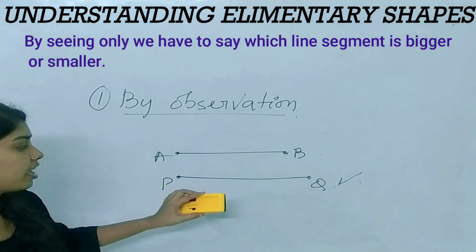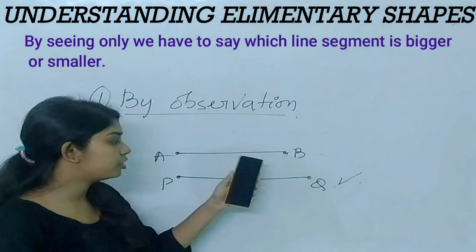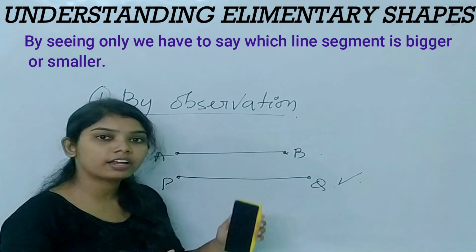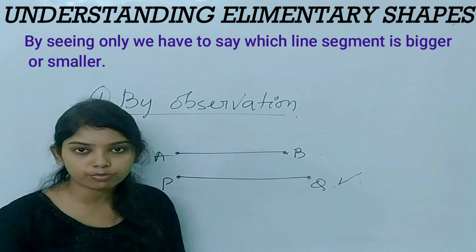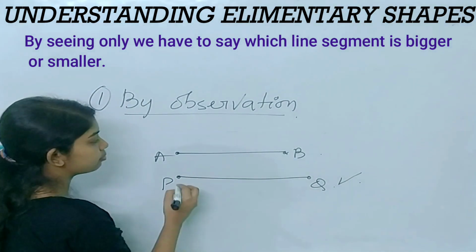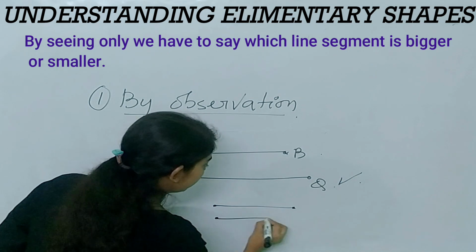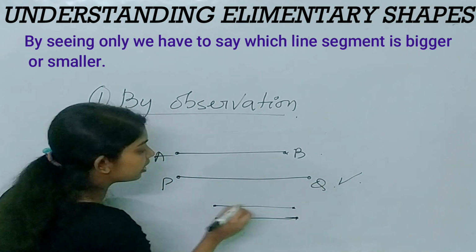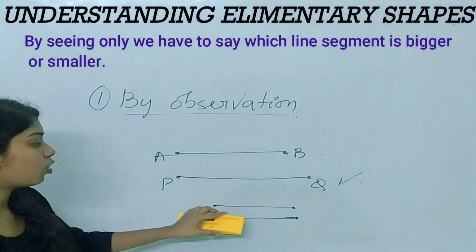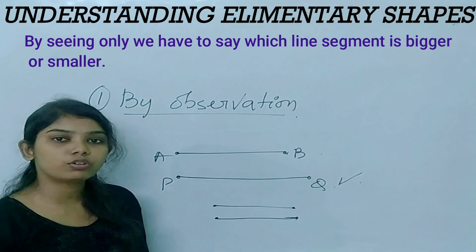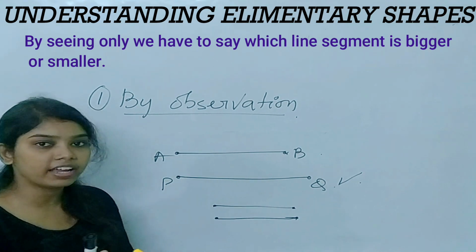What is that? If there is very little difference between two line segments, then we cannot say which line segment is greater and bigger or which line segment is smaller. Suppose two line segments are given something like this. In this we cannot tell just by looking which line segment is bigger and which is smaller. Now we will go for the second method, that is by tracing.